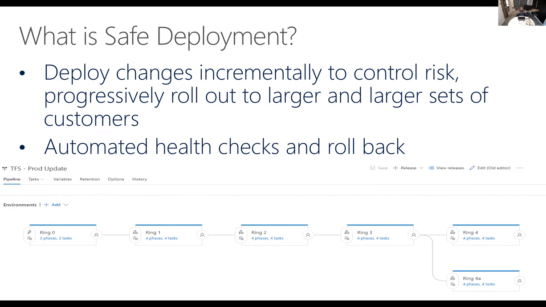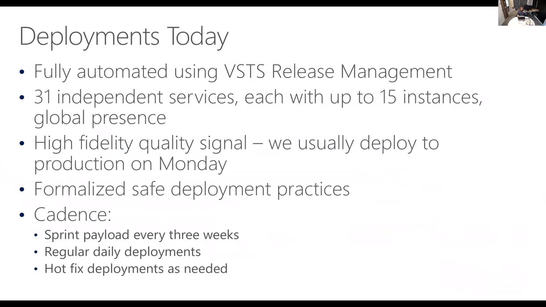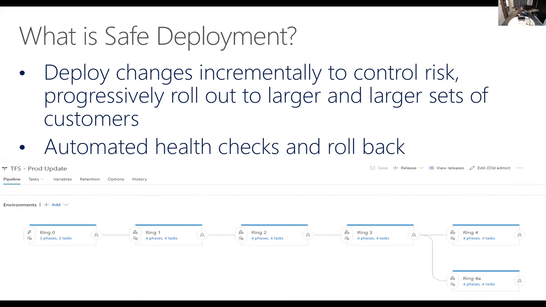We have a grand total, what is it? I think it's about... did I have it on the last slide? Yeah, 15 instances divided up into these five rings. The first ring, ring zero, is our instance. That's the instance that my team uses. So we always know that's what gets deployed first.